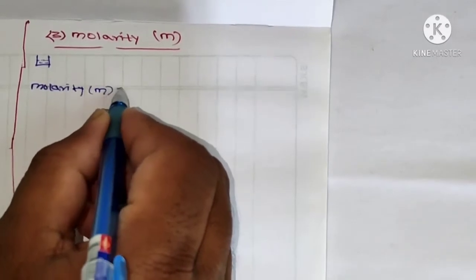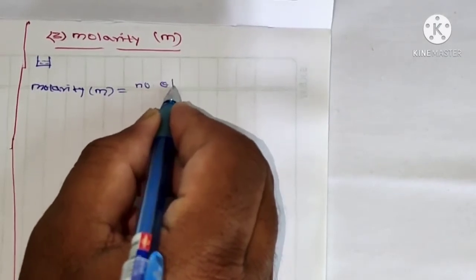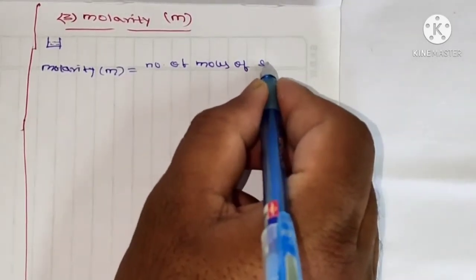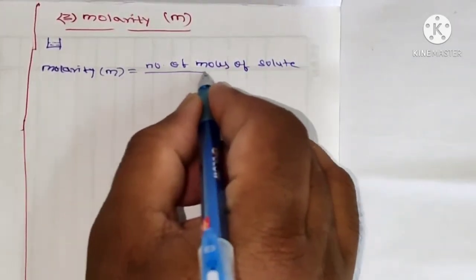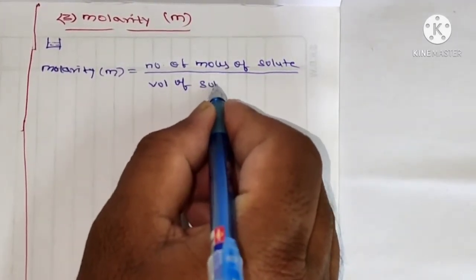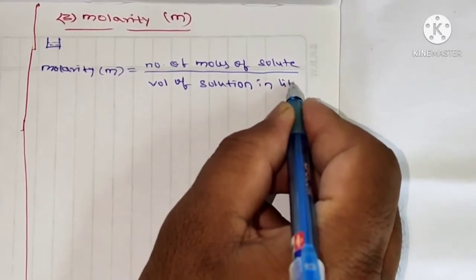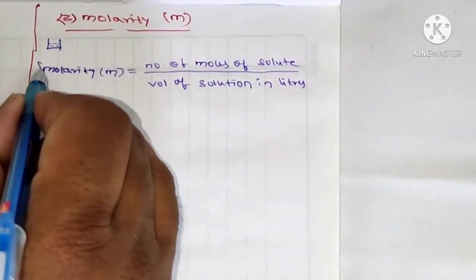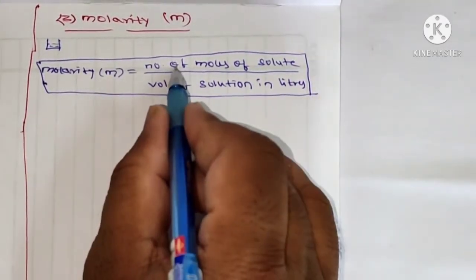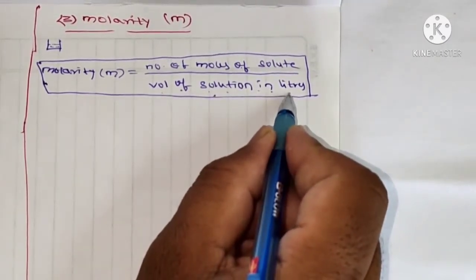So molarity, capital M, is equal to number of moles of solute divided by volume of solution in liters. So this is the formula. Molarity is equal to number of moles of solute divided by volume of solution in 1 liter.